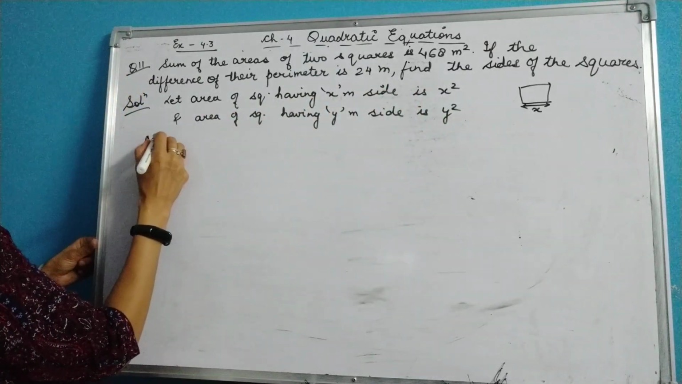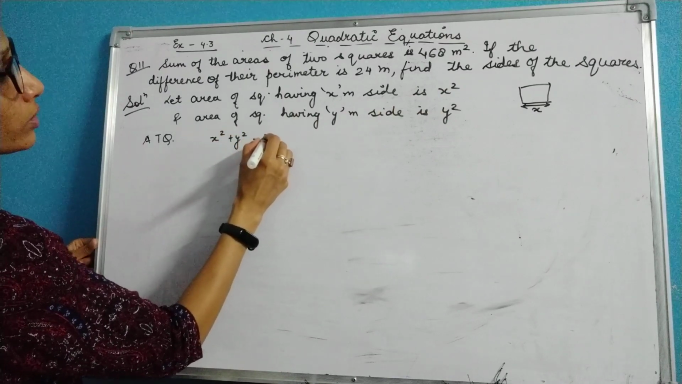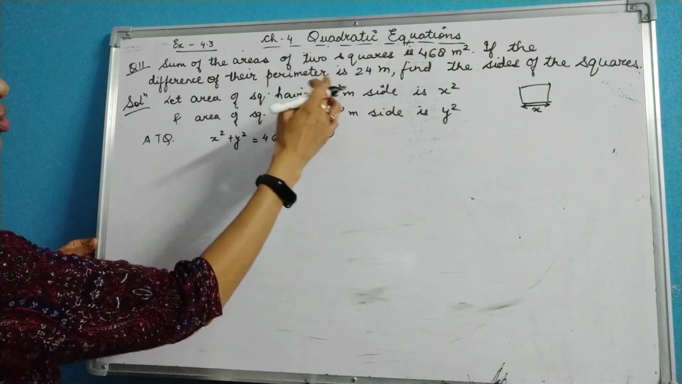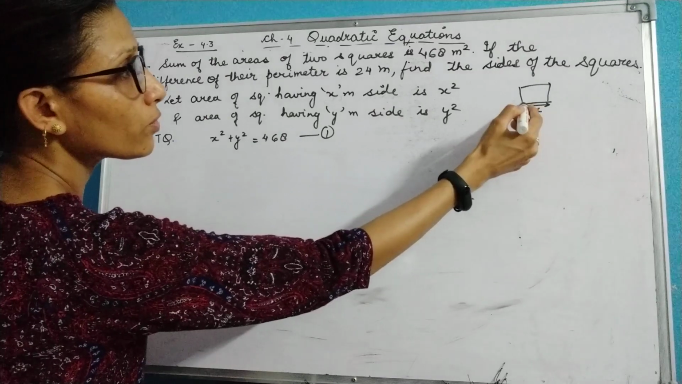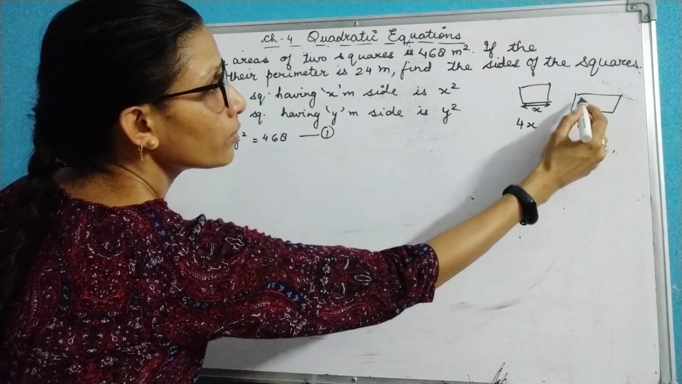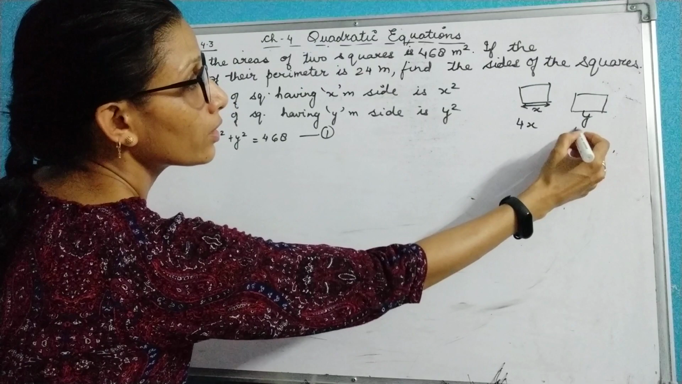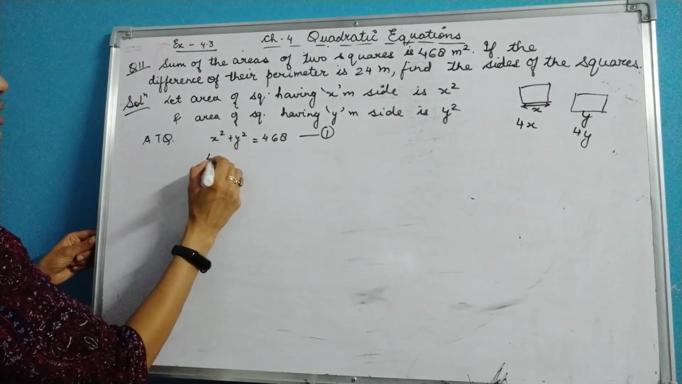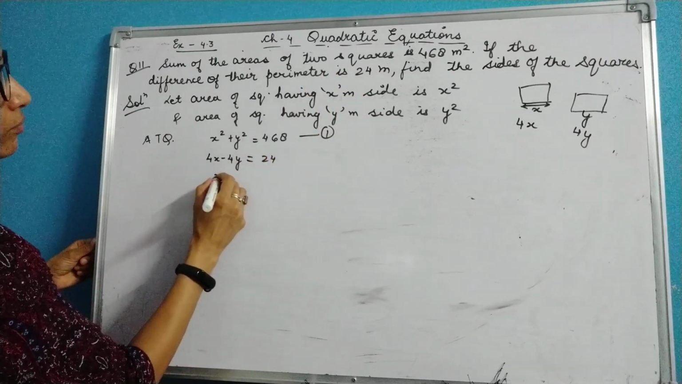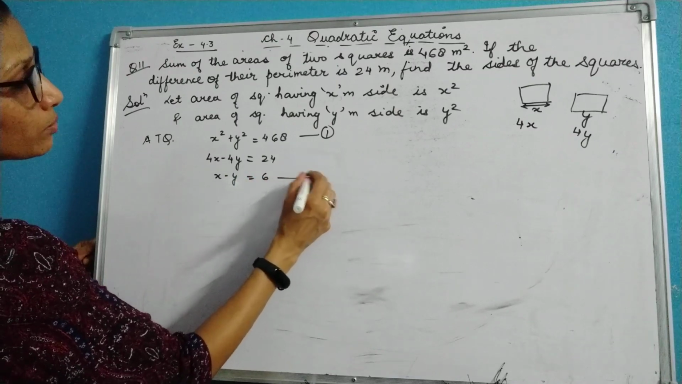Now according to the question, the sum of these two, that means x square plus y square, equal to the given 468. Let this be equation 1. The difference of their perimeters is given. The perimeter of this square will be 4x, and the perimeter of the other square will be 4y. That means the difference of the perimeters is given as 24. I can take 4 common and take that 4 to this side, so it will become 6. This is my equation 2.